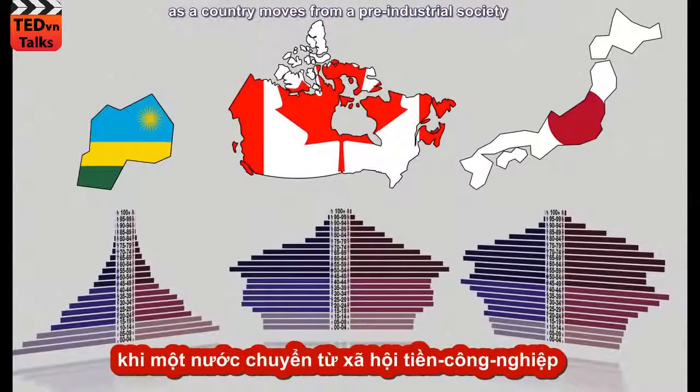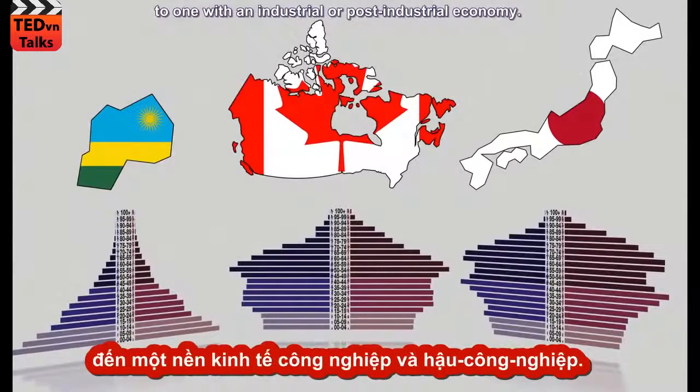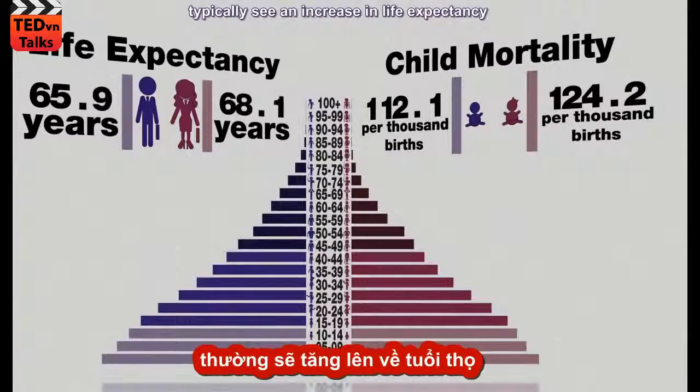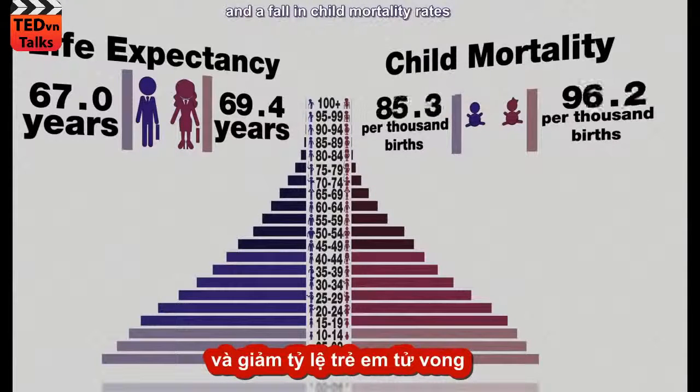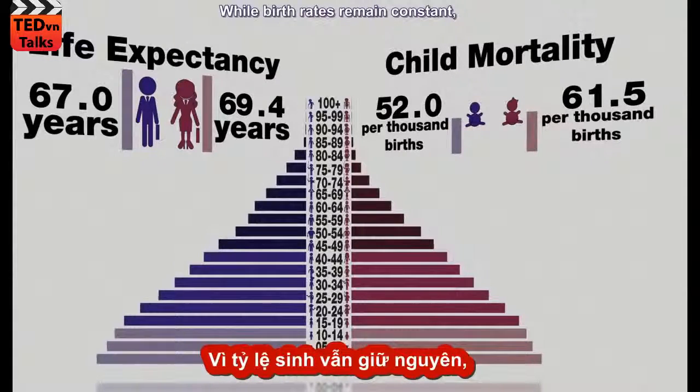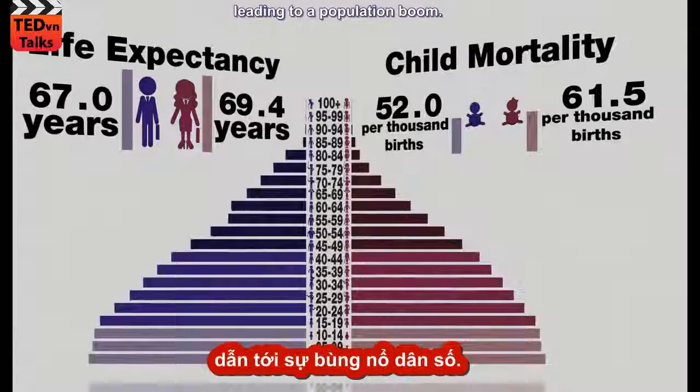Comparing these three population pyramids side by side shows us three different stages in the demographic transition as a country moves from a pre-industrial society to one with an industrial or post-industrial economy. Countries that have only recently begun the process of industrialization typically see an increase in life expectancy and a fall in child mortality rates as a result of improvements in medicine, sanitation, and food supply, while birth rates remain constant, leading to a population boom.